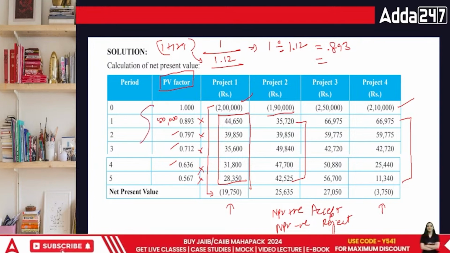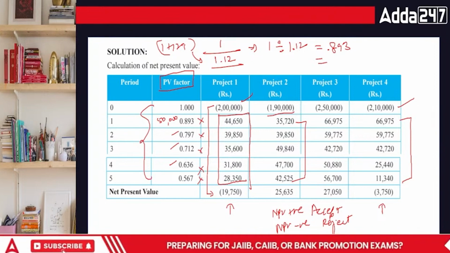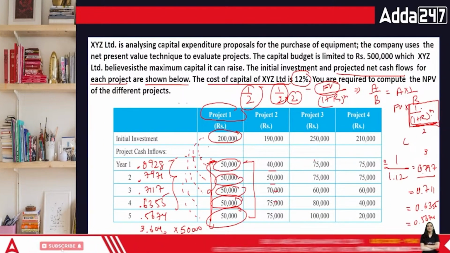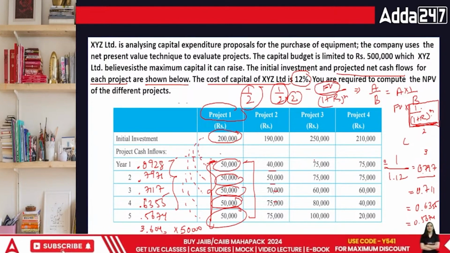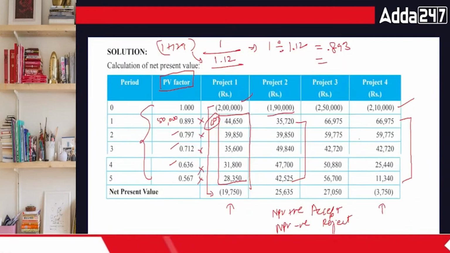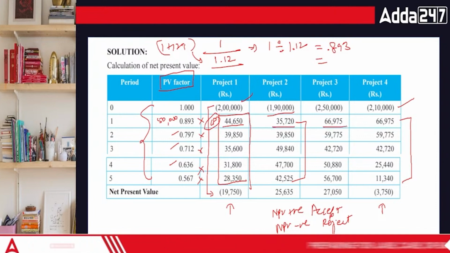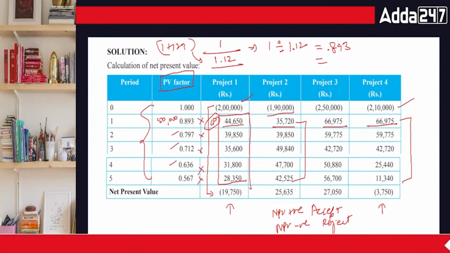Once your PV factors are done, then you multiply it by the project cash flows. All the cash flows which are given in the particular area, 50,000, then 40,000, then 75,000, has to be multiplied with the respective factor. 50,000 into 0.893, then 40,000 into this, 75,000 into this is how they had transformed it. 44,650, 35,720, 66,975 and 66,975.